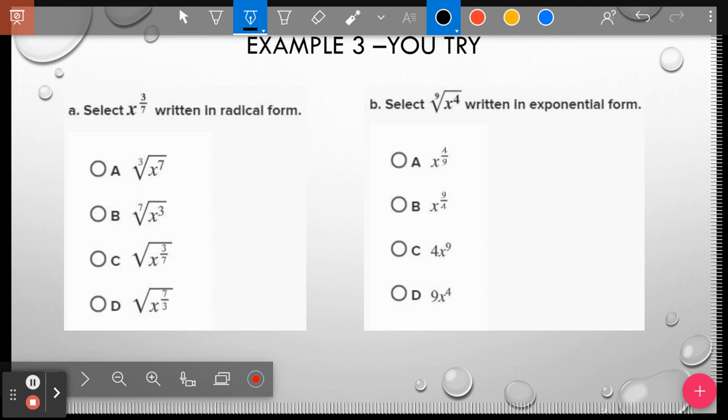Take a few seconds to take a guess here on part A. If you said this one, then great job. Take a few seconds and take a guess here on part B. If you said this one, then great job.